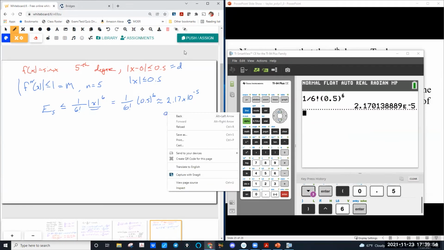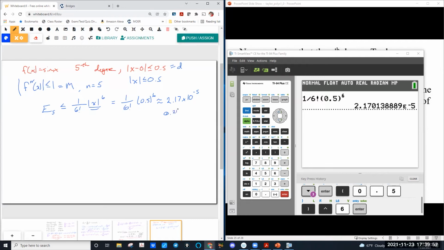or if we wanted to write it not in scientific notation, 0.21, excuse me, not enough zeros, 0.0000217, and then however many digits we need for our problem. So it's going to be a really small error, and it's because we're on such a small interval for having such a high power of polynomial, Taylor polynomial. Again, guys, you have dealt with this error estimation stuff before, and it's very similar. There's only a couple of small differences.